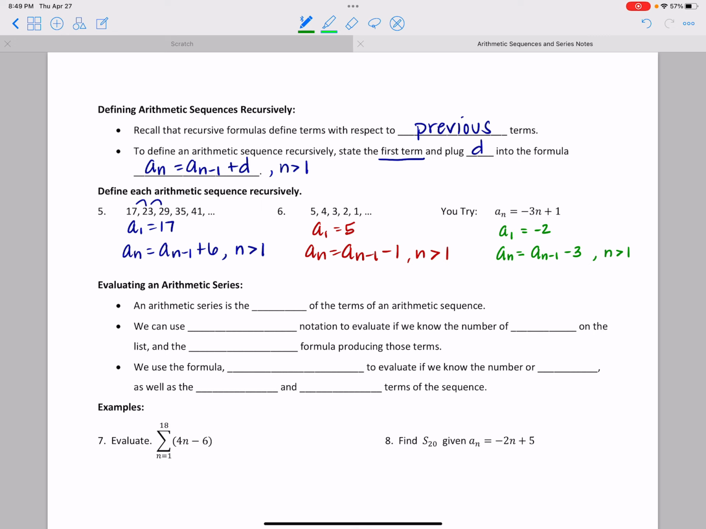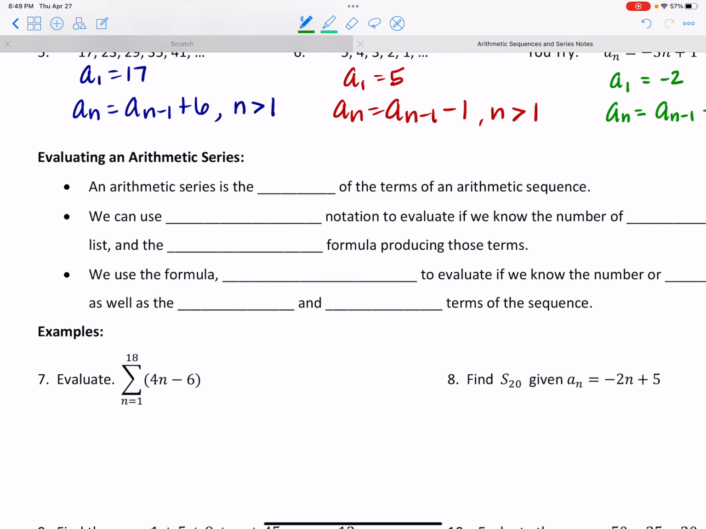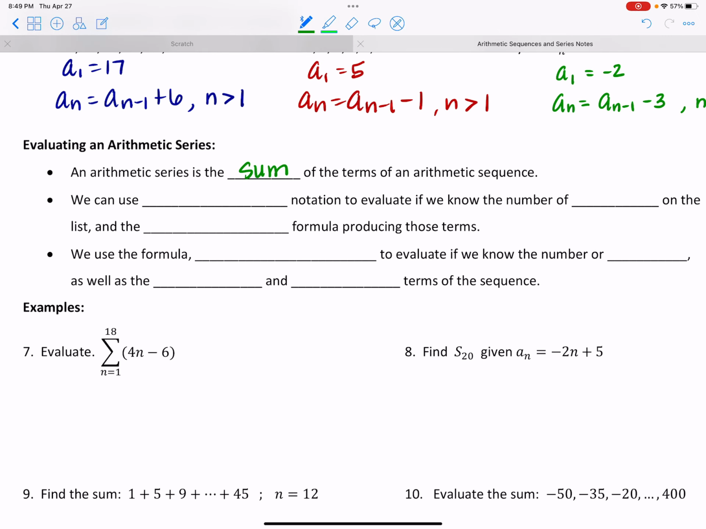And then the last thing, the last piece of the puzzle, is we should be able to evaluate an arithmetic series, and that means we are finding the sum of the terms of an arithmetic sequence. So if we have all the terms or whatever information we have, we've got to be able to find the sum. So depending on the information, we have a couple different paths we can take. There's always the long path, right? If you're asked to find the sum of a list, you can just list all those numbers and add them up. But we want to avoid the long path if we can.